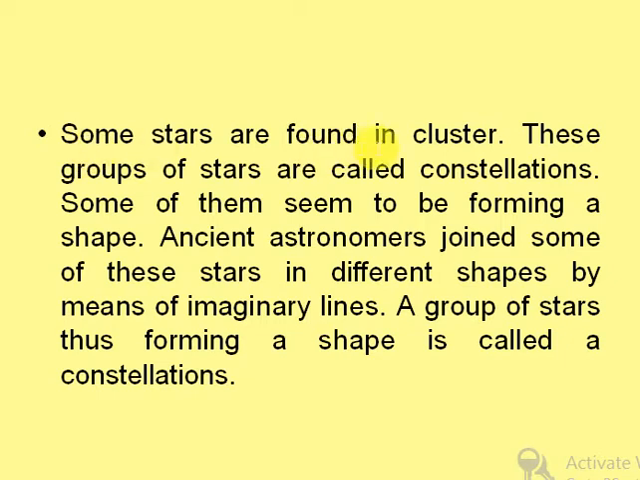Some stars are found in clusters. These groups of stars are called constellations. Some of them seem to be forming a shape. Ancient astronomers joined some of these stars in different shapes by means of imaginary lines. A group of stars thus forming a shape is called a constellation.